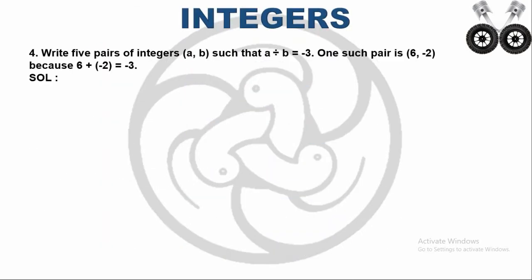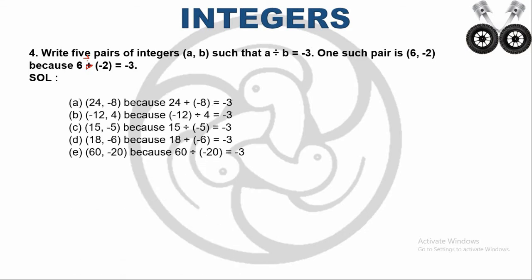So the next problem is: write 5 pairs of integers a comma b such that a divided by b equals minus 3. One such pair is 6 comma minus 2, that is 6 divided by minus 2 equals minus 3. What is the problem given here? The two integers are given, one is a, another one is b. Whenever I divide the two integers, I have to get the answer as minus 3. So like that we have to write 5 pairs of integers.